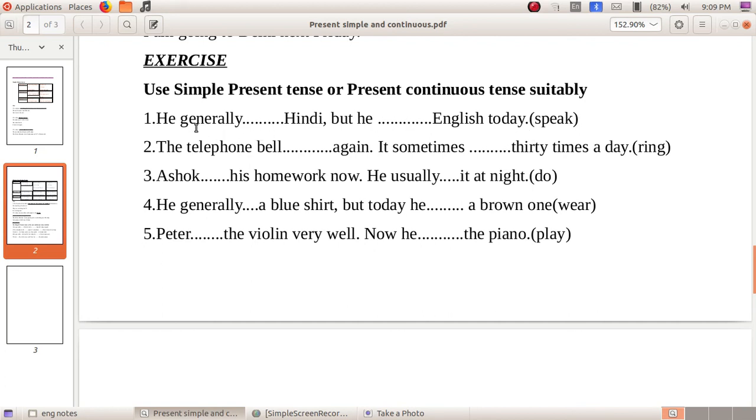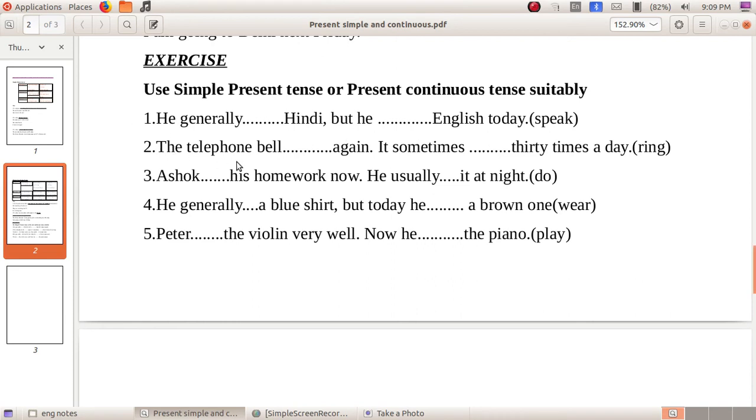So while we see the word generally, that shows that it is the habit of the person. So that should be in simple present. He generally speaks Hindi. Why speaks? He is singular, so the singular form is to be used. If it is I speak or you speak, but for third person singular, S is to be added. So he generally speaks Hindi, but he dash English today, now or today. Present continuous. He is speaking English today.